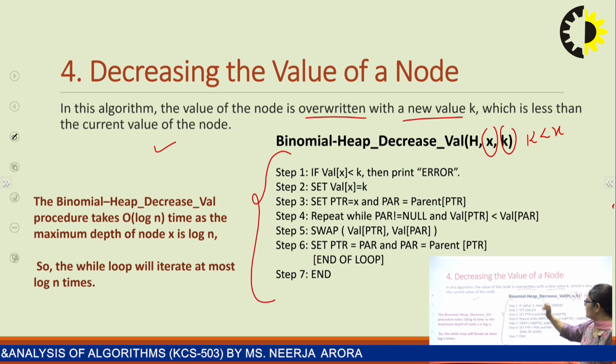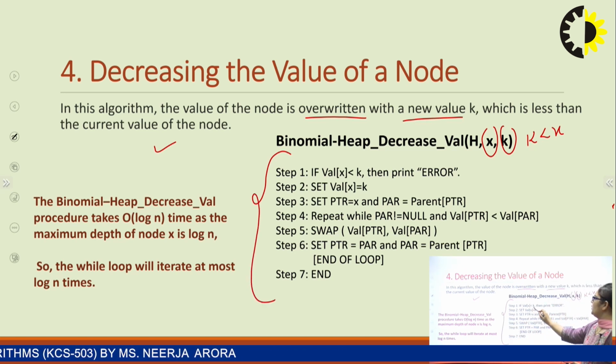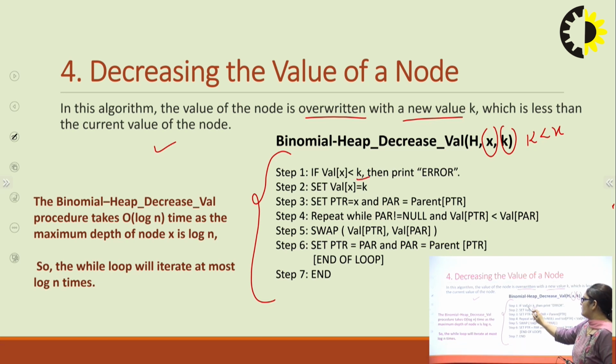In the first step, we have to compare the value of k with the current value of x. If the value of x is already less than the value of k, then we have to print an error. Otherwise, we first replace the value of x with k. After replacing, we have to initialize two variables, ptr and par. Ptr will point to x and par will point to the parent of ptr.